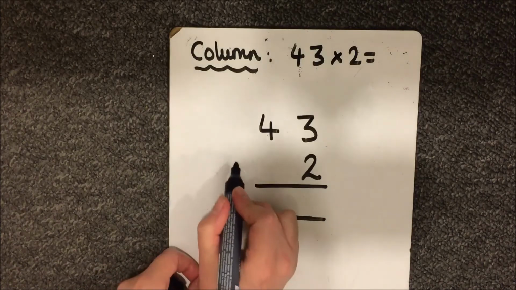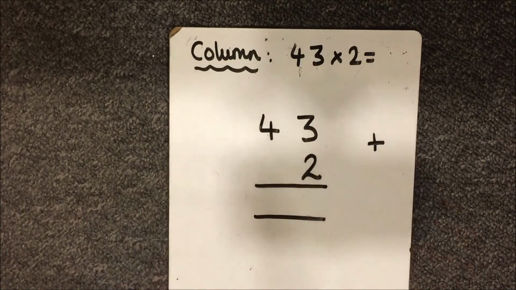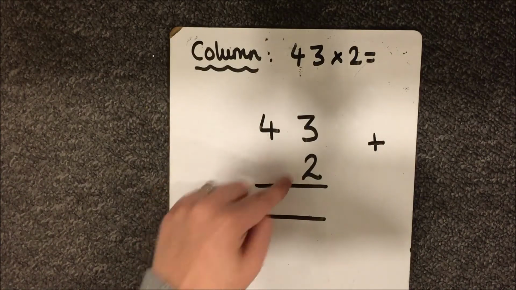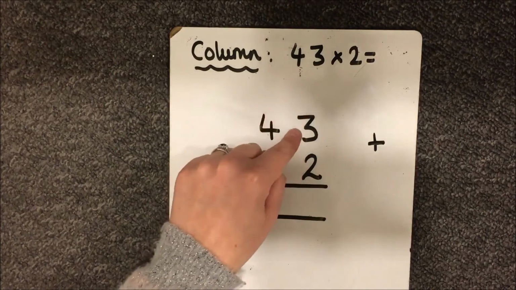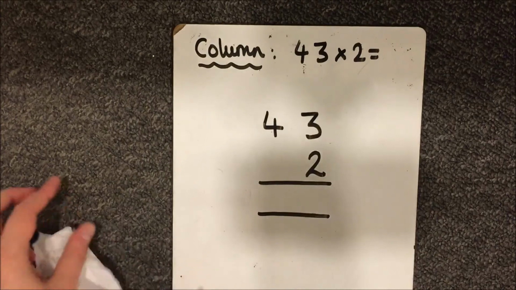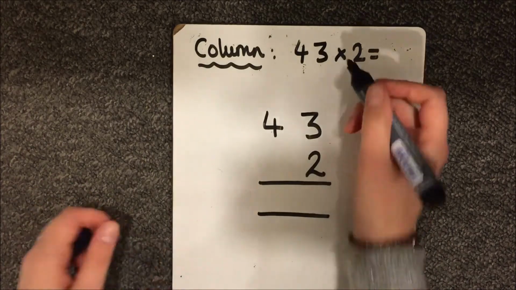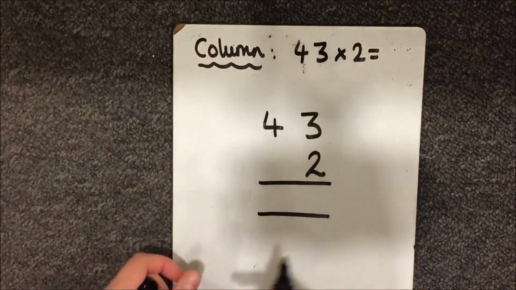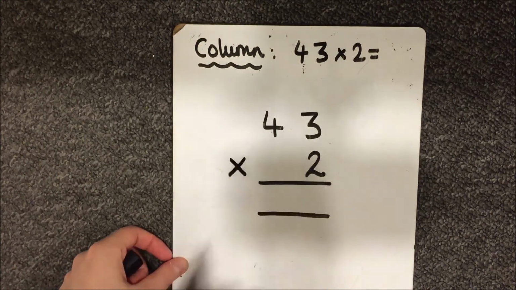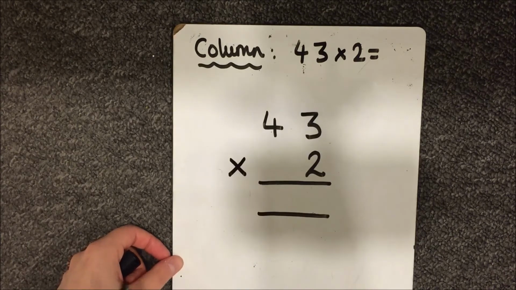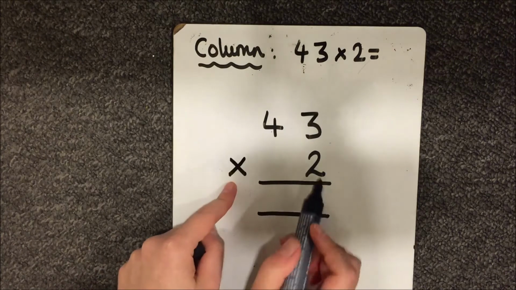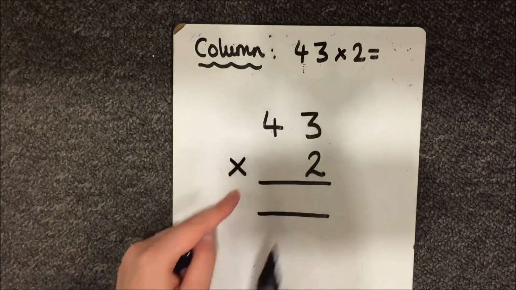Now, what sign am I going to write here? Am I going to write the add sign? No, why not? Because I'm not adding. I'm not doing 3 add 2 and 4 add 2, am I? I'm doing 3 times 2 and 4 tens times 2. So I can't put that. What sign do I put? That's right, I need to put my times or multiply symbol. Do you remember it goes here? Why can't it go here? Yeah, sometimes we'll have another digit here, so it will be in the way. So we just put it to the side in line with the bottom number.